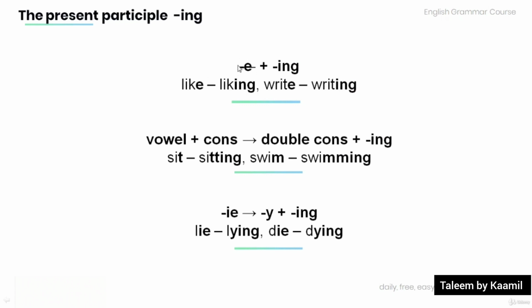Now, when a verb ends in E, we get rid of the E and simply add -ing, as in like, liking, write, writing. And when a verb ends in a vowel plus consonant, we double the consonant and then add -ing, as in sit, sitting, swim, swimming. And when a verb ends in -ie, we change the -ie into y and then add -ing, as in lie, lying, die, dying.